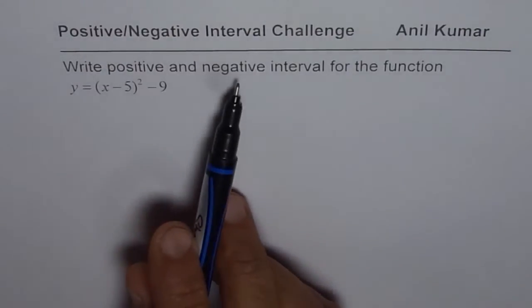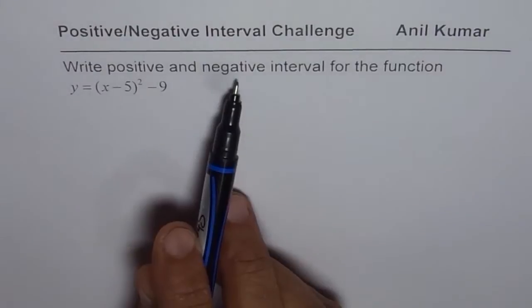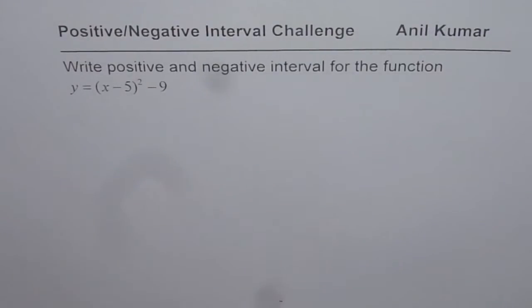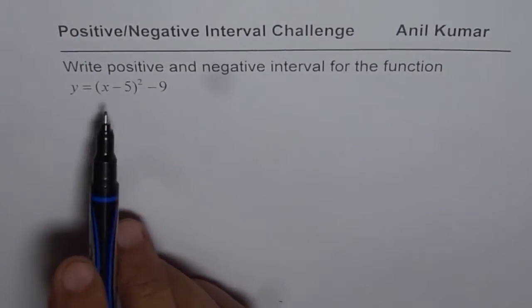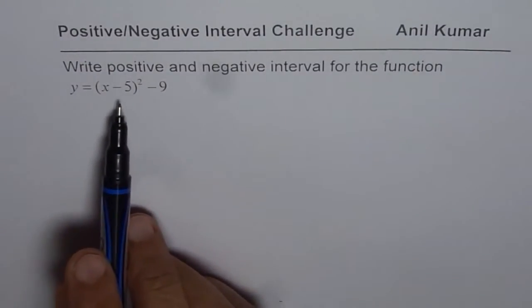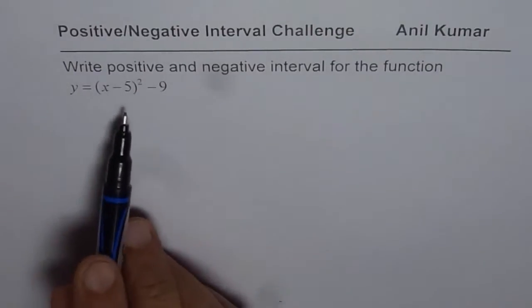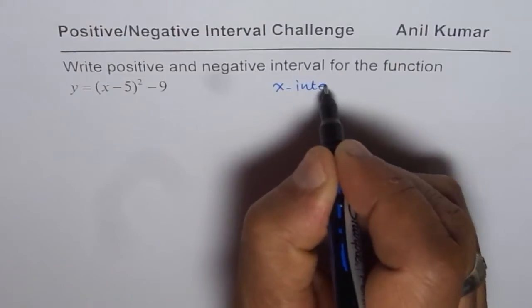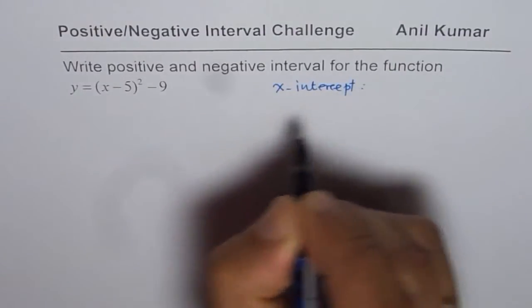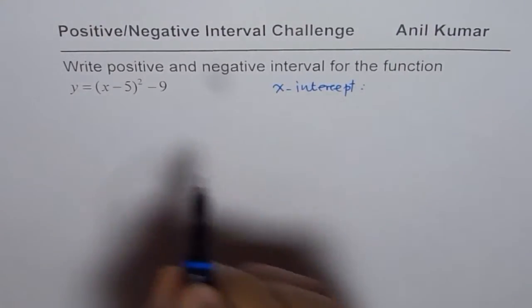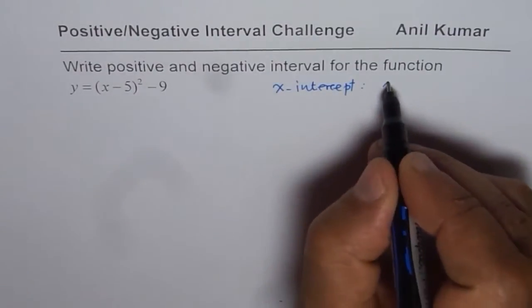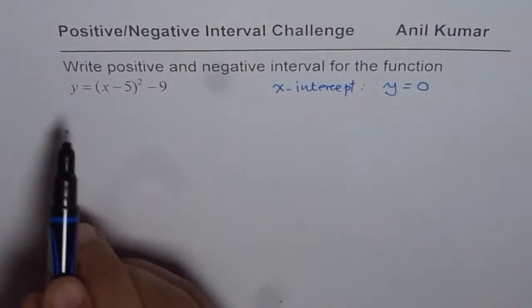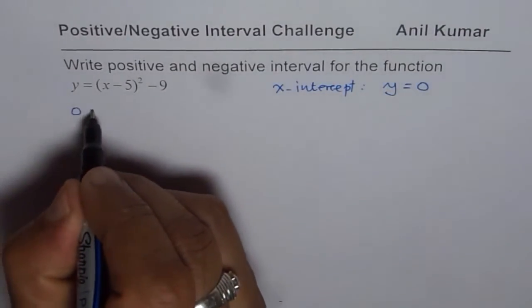Now, positive and negative intervals are defined by the x-intercepts or zeros of the function. So you need to find the x-intercepts or zeros of this function. How are you going to find them? The objective here is to find the x-intercepts. What is an x-intercept? It is a point where the graph crosses the x-axis, and at that point y equals 0. So to find the x-intercepts, I will equate y equals 0 and then solve the equation.